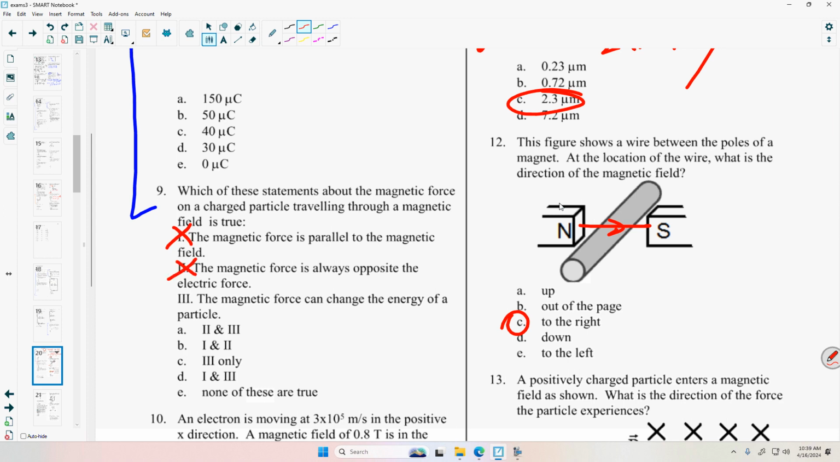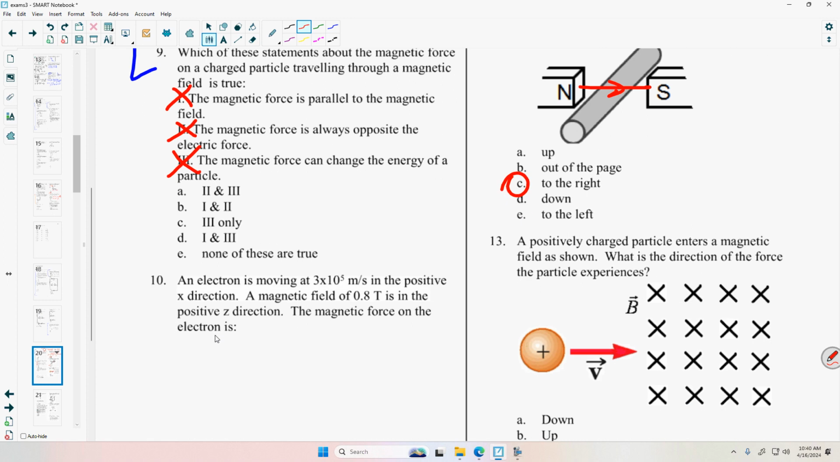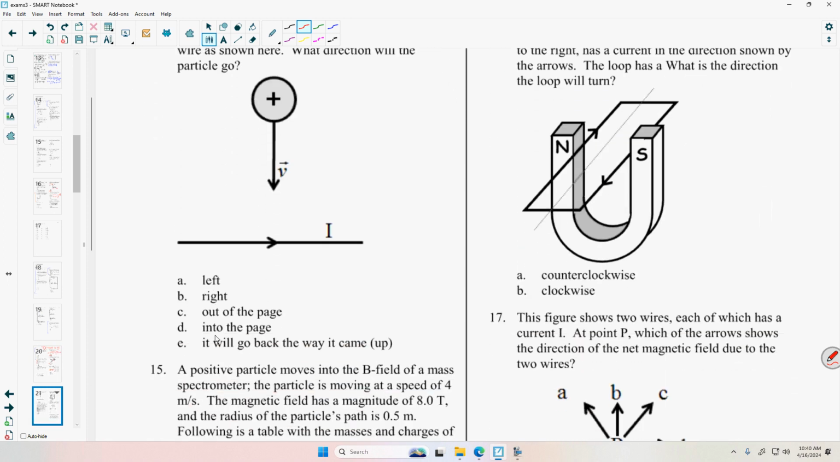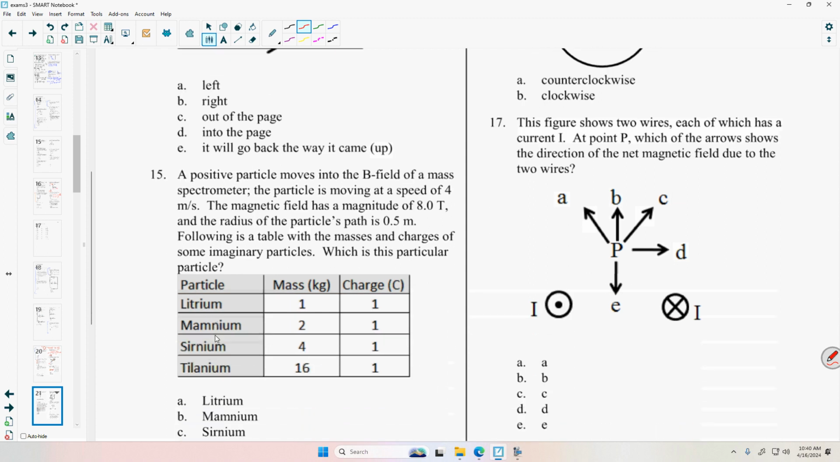Could be, but it doesn't have to be. The electric force has to do with the electric field, the magnetic force has to do with the magnetic field. So not always, can be. The magnetic force can change the energy of a particle. No. Centripetal forces only change direction. They don't change the speed. And since we don't change the speed, we're not changing the energy. So it's a centripetal force. Centripetal forces don't change the energy. All right, Joe. Other questions?